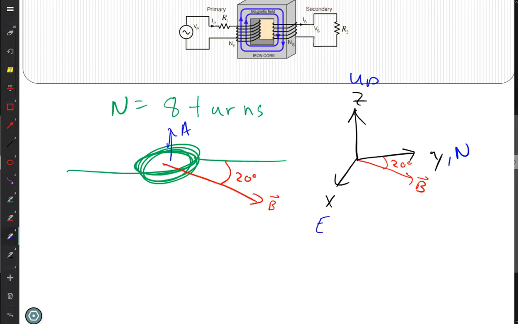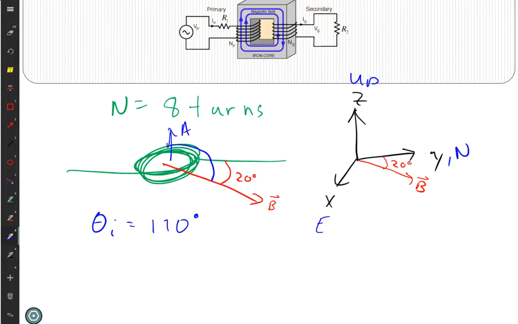So if my area is up, I think when I sent you the email I did, is down or something like that. Yeah. Then it's going to be 90 plus 20 is 110 degrees between the area and the magnetic field. And so I have theta initial, I said 120, it's 110, is 110 degrees. And then we rotate it by 90 degrees.